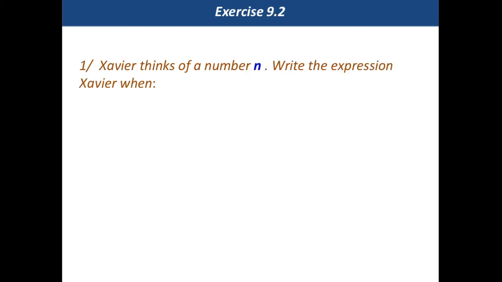So now we go to example exercise 9.2. Let us see some exercises in the book. Xavier thinks of a number n. Okay, there's a boy, a guy. He thinks of a number n, which represents a number. n stands for a certain number. Okay, we don't know how much this number is, and we don't care.